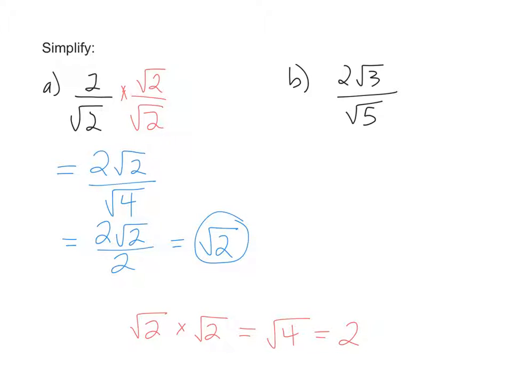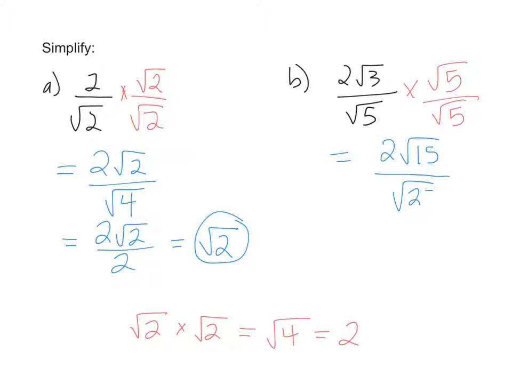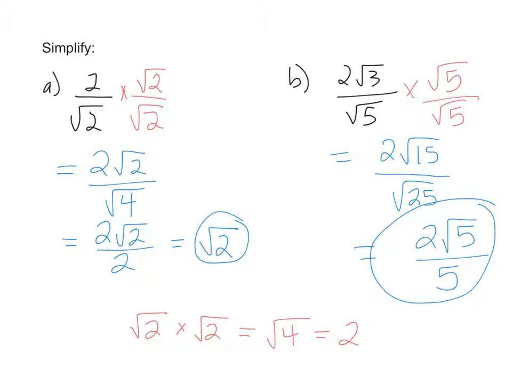What should I multiply by in the second question there to simplify it? It's 2 root 3 over root 5. Root 5. Right, I need to multiply that by root 5 over root 5. And when I do that, on the top I get 2 root 15. And on the bottom, it's root 25, which is just equal to 5. So that's 2 root 15 over 5.